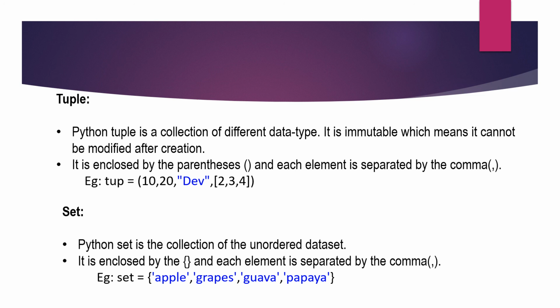And the next collection is set literals. A Python set is a collection of unordered data. It is enclosed by curly brackets and each element is separated by a comma. For example, a set equal to apple, grapes, guava, papaya within single quotes, separated by commas. These are the types of literal collections in Python.